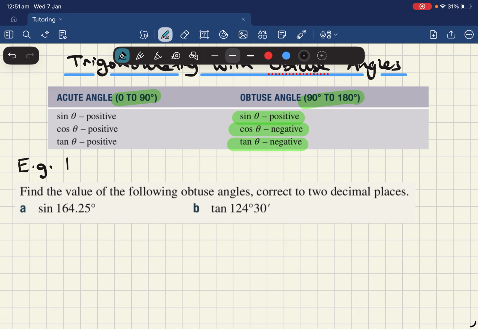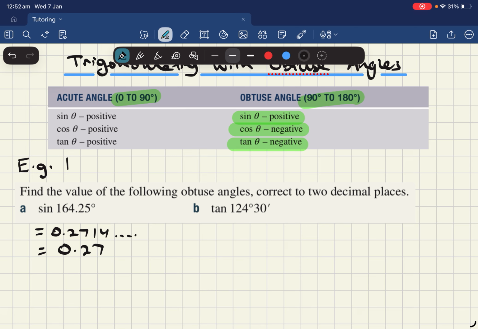Now, to find this, we just have to press the sine button in our calculator, then we have to put this value in. And once we do this, this gets you about 0.2714, and it just continues on. And to 2 decimal places, we just have 0.27. Now, this checks out that we got a positive answer because this is the sine of this angle, so we expect a positive answer because obtuse angles, when you take the sine of them, they will be positive.